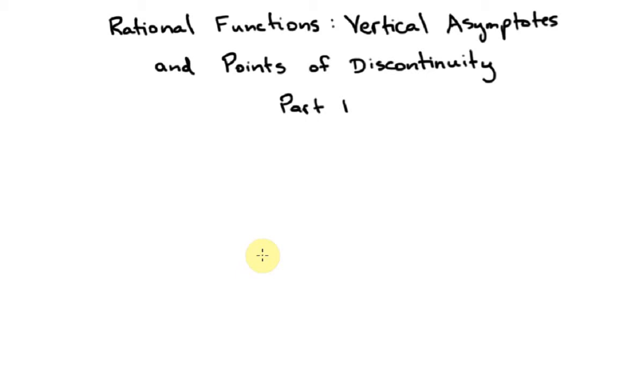Welcome to Rational Functions, and we're going to look at vertical asymptotes and/or points of discontinuity. This is part one. First of all, what do we mean by rational functions? What are we talking about? Well, we're talking about these guys where you have a polynomial on the top and a polynomial on the bottom. Okay? So we've looked at these before.